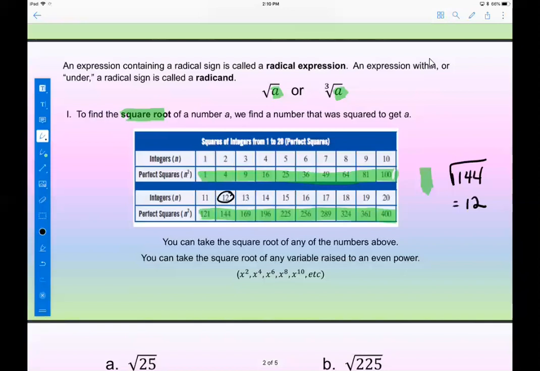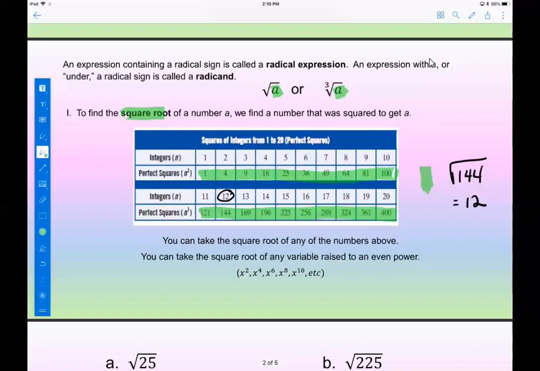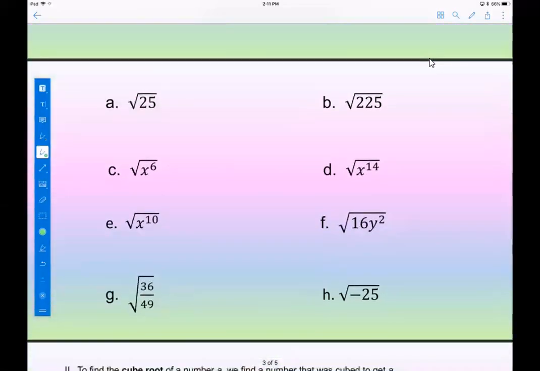We can also take the square root of any variable raised to an even power, such as the list here. Since we're dealing with square roots, we'll divide 2 into the exponents to simplify. Looking at our examples, the square root of 25 will be 5, because if you look at your list, 5 squared is 25. That's the radicand. When you get to college algebra, you would have to put a plus or minus in front of it, but we're just going to deal with the positive.